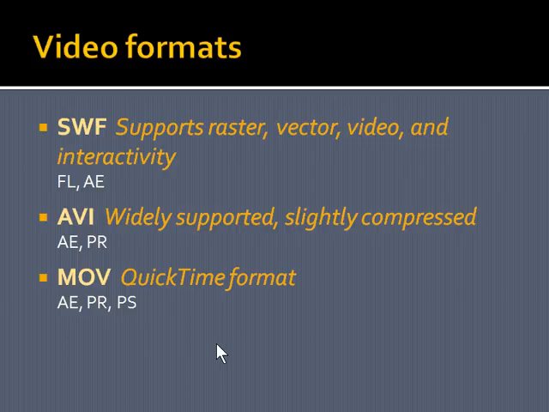AVI stands for Audio Video Interleave. It's a widely supported, slightly compressed video file. Pretty generic. You can view it on just about any computer in the world. Programs we might use to create an AVI are After Effects and Premiere Pro. And a MOV is a QuickTime format, very popular, especially on Apple. It's slightly more compressed, or it can also be really high res, not compressed that much at all. Programs we might use to create MOV files are After Effects, Premiere Pro, and even Photoshop, because remember, Photoshop can create animation and video.